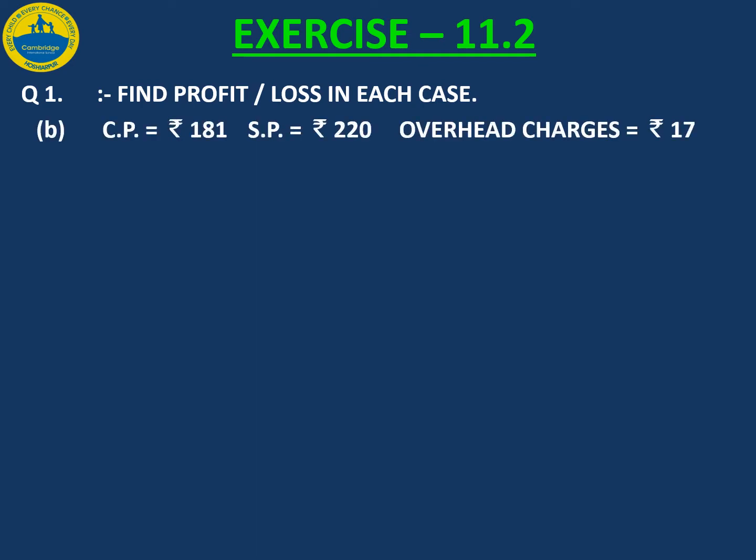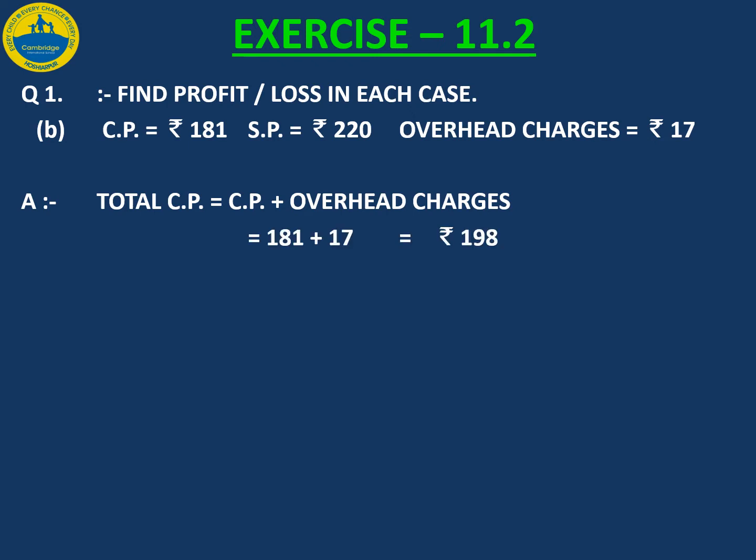Question number 1, B part. Cost price is equal to rupees 181. Selling price is equal to rupees 220. Overhead charges is equal to rupees 17. So total CP. Here CP is given rupees 181 and overhead charges is rupees 17. So total cost price will be CP plus overhead charges, 181 plus 17. It is the total cost price.